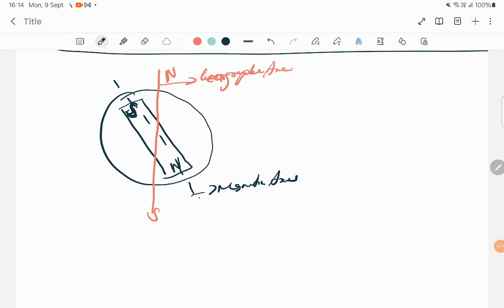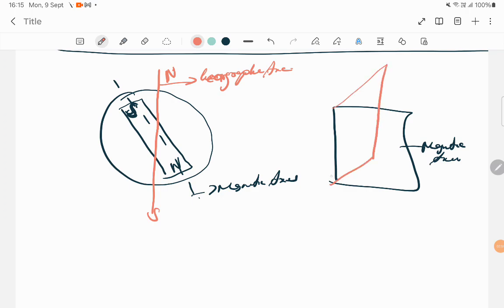Let's draw the magnetic axis straight here, and let's draw the geographic axis slanting here. This is the geographic meridian. A vertical plane is called a meridian, and this is called the magnetic meridian, a vertical plane passing through the magnetic axis. You know that, I taught you. The angle between them is called theta, which is the angle of declination.